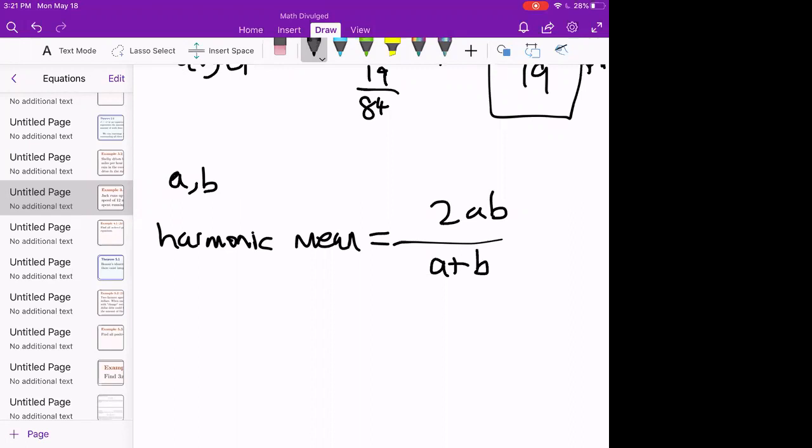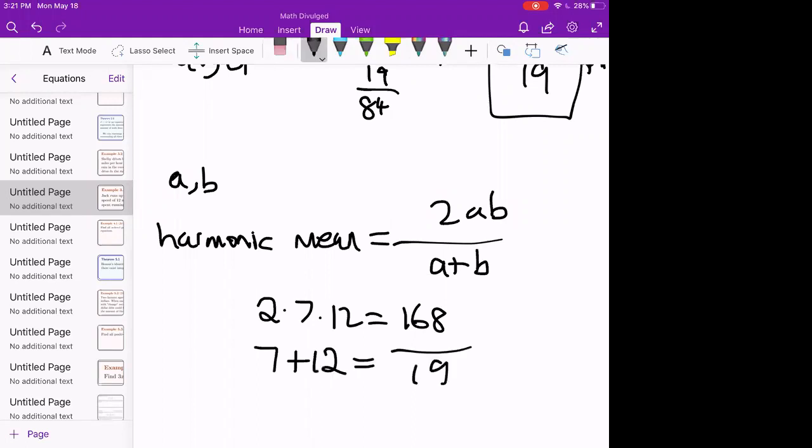So if we try that, 2 times 7 times 12 is 168. And then 7 plus 12 is equal to 19. And you see that this is the same answer as before. So that's just a quicker way to do this problem. But if you look at the reason why it works, it's basically the same thing. It derives from D equals RT. That's what I'm trying to say.